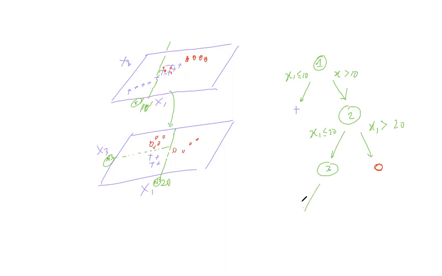So for node 3, you will partition along X3, right? So this is X3 greater than, let's say, 5. This is X3 less than or equals to 5, okay? So this will be a plus, and this will be a circle. All right. So in this case, you can see that variable X1, well, here actually variables X1 and X3 are used, right? It's using X1 and X3.